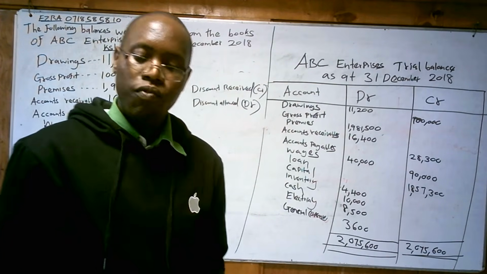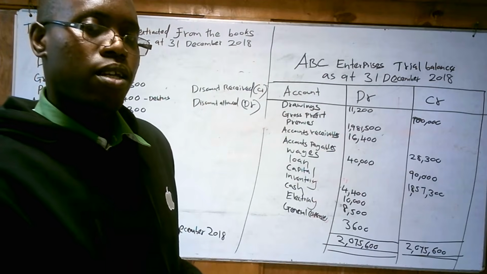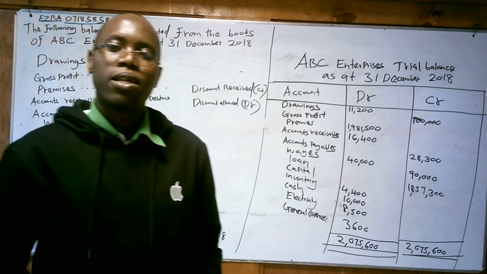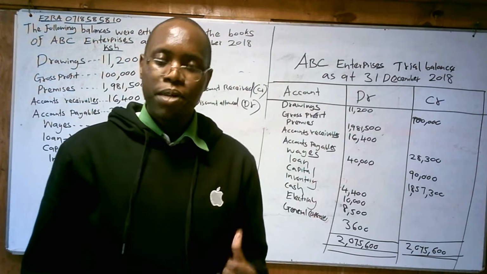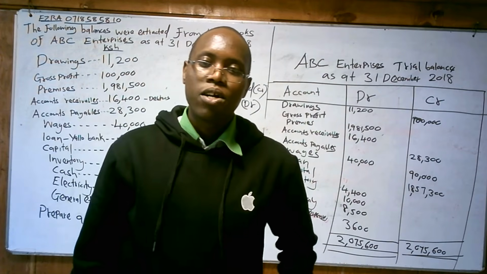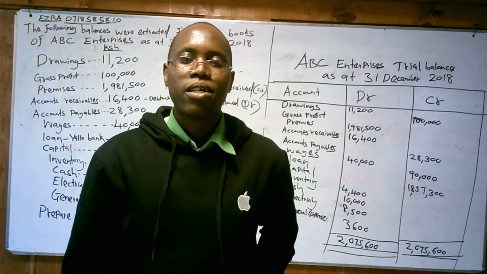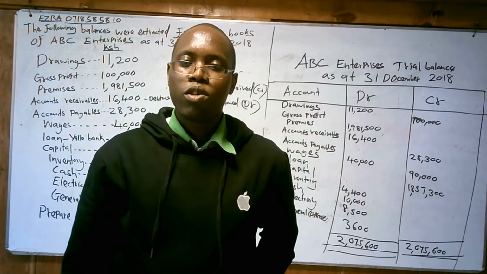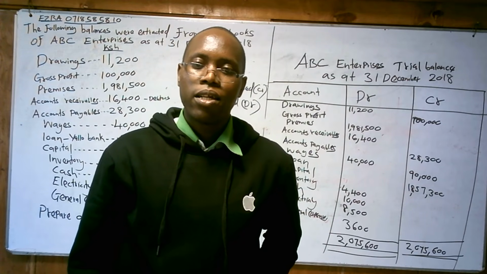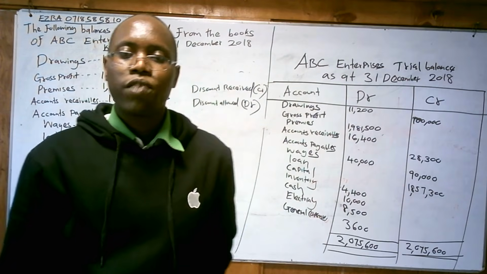So now that's the philosophy. The moment you have that good understanding that assets and expenses will appear on the debit side, incomes and liabilities will appear on the credit side. So now that's what you need to know, and this is the end of this video of the trial balance.